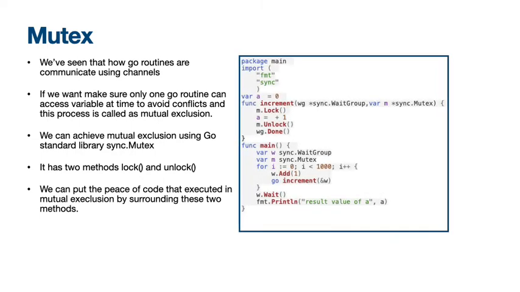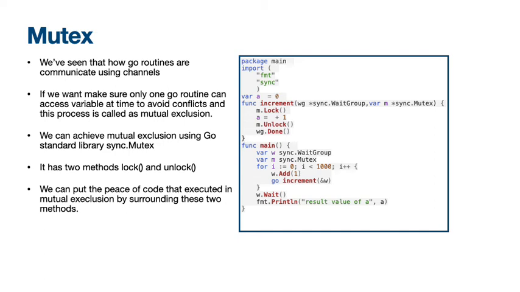Here is the example. Here we can see there is one function called incrementer. We call that function as a Go routine. Before this we created two variables, w and m. The type of w is WaitGroup and the type of m is Mutex. After that we iterate a for loop 1,000 times. In each iteration we add one Go routine, so the counter is increased.